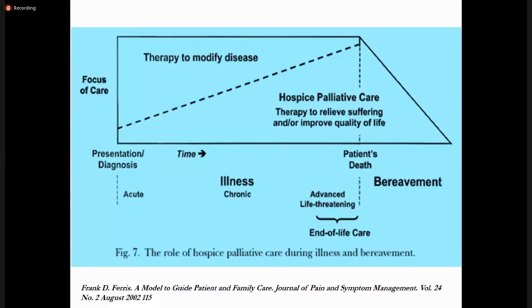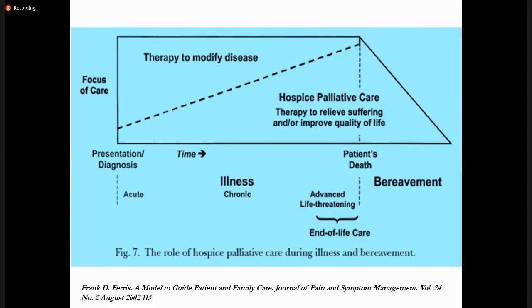And on the y-axis, the vertical line, you can see that there is a focus of care. So this diagram is basically divided into therapy to modify disease and hospice palliative care. From this diagram, you can easily appreciate that as time progresses and the disease becomes chronic and goes into the terminal stages, the focus of care is shifted from the curative to the palliative.